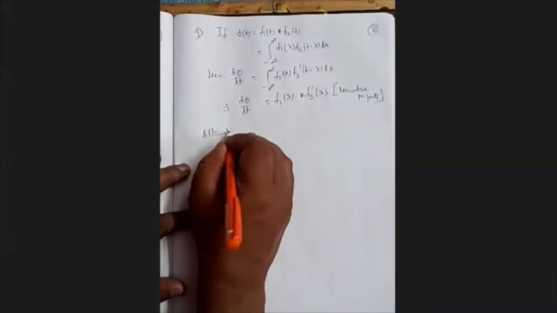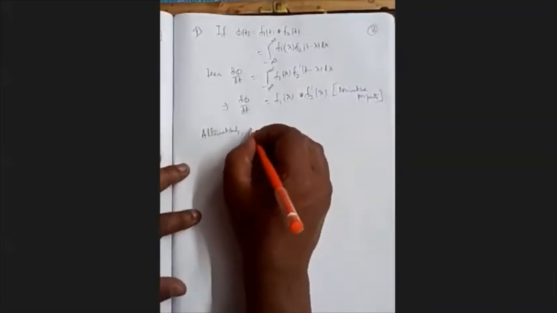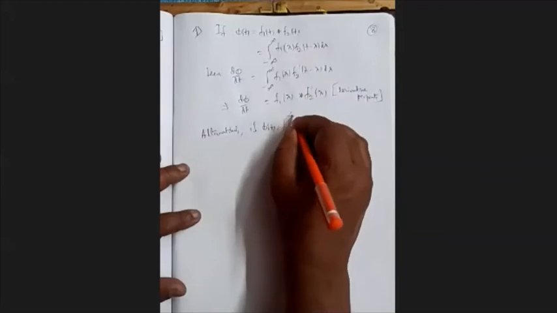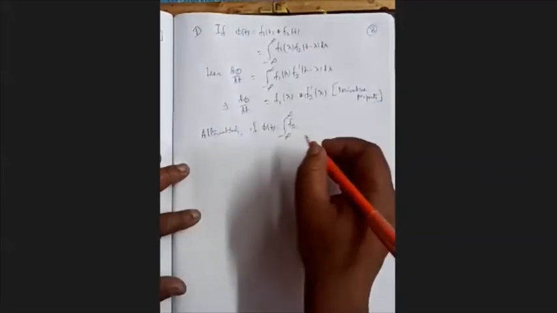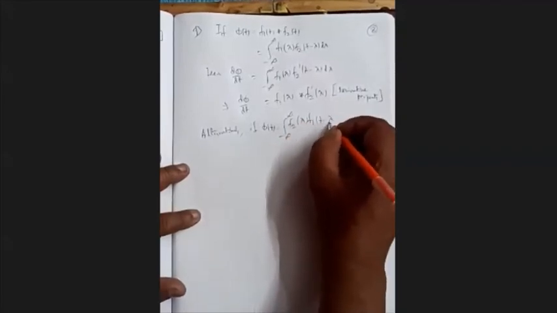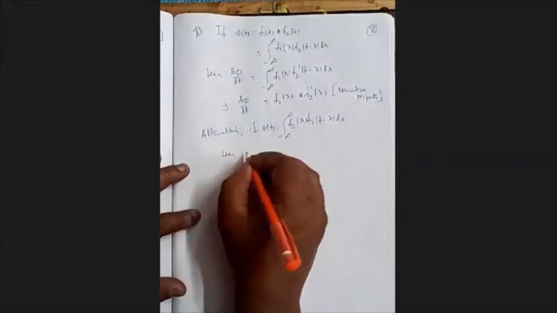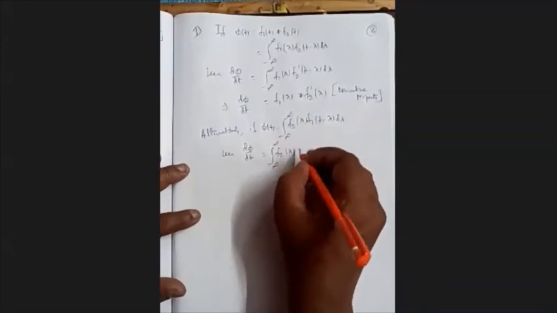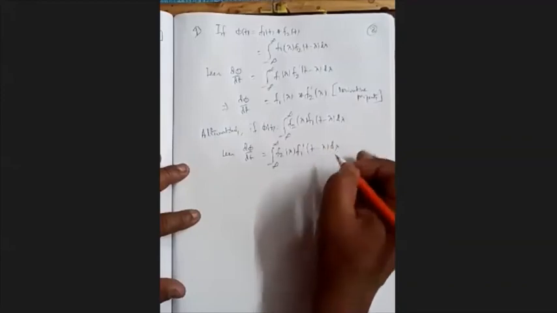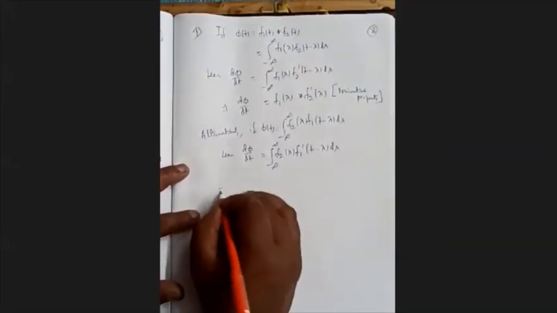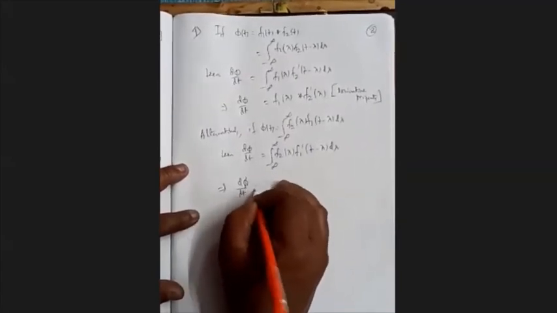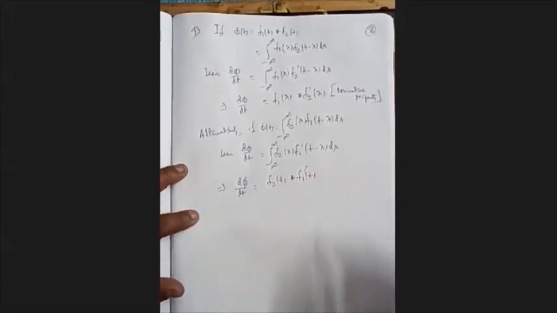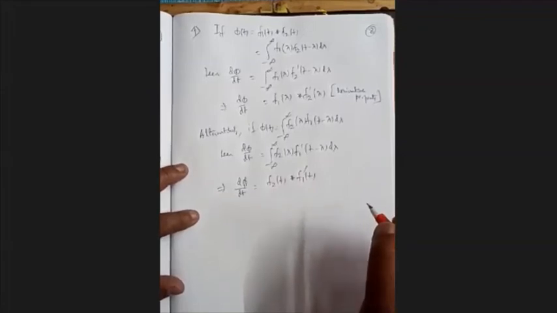Alternatively, if phi(t) equals, now we can interchange it, f2(lambda) f1(t minus lambda) d lambda, then d phi/dt equals, this is constant, f2(lambda) f1 dash (t minus lambda), or d phi/dt equals f2(t) convolved with f1 dash (t). Clear?